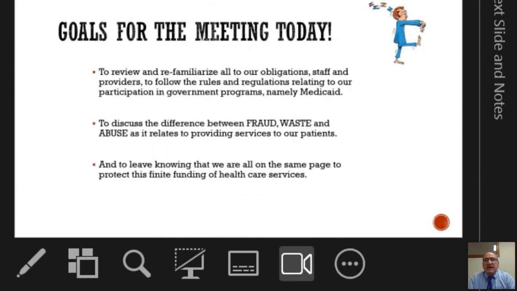So the goals for today: to review and refamiliarize all of us with our obligations about following the rules and regulations relating to participating in government programs such as Medicaid. We're going to discuss the difference between fraud, waste, and abuse and how it relates to the services that we perform. And the hope is that you leave knowing that we're all on the same page to protect the finite funding resources for these healthcare services.